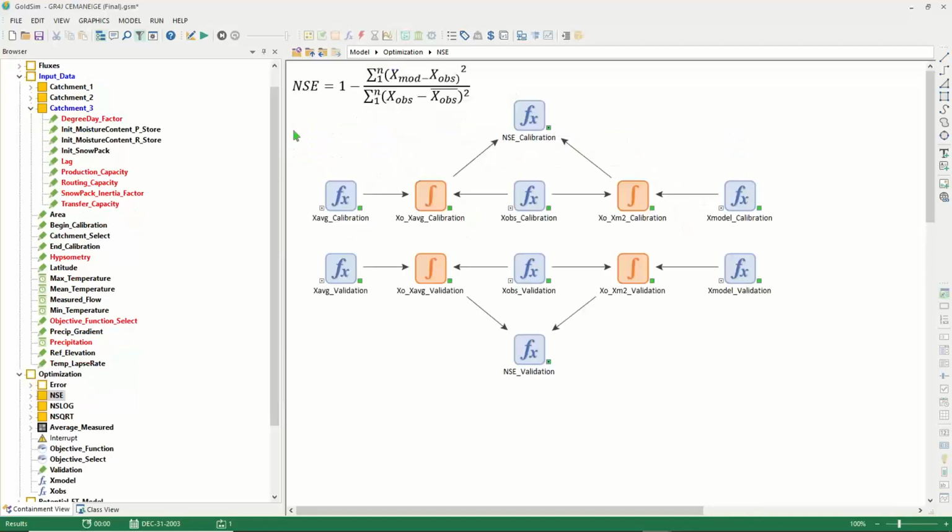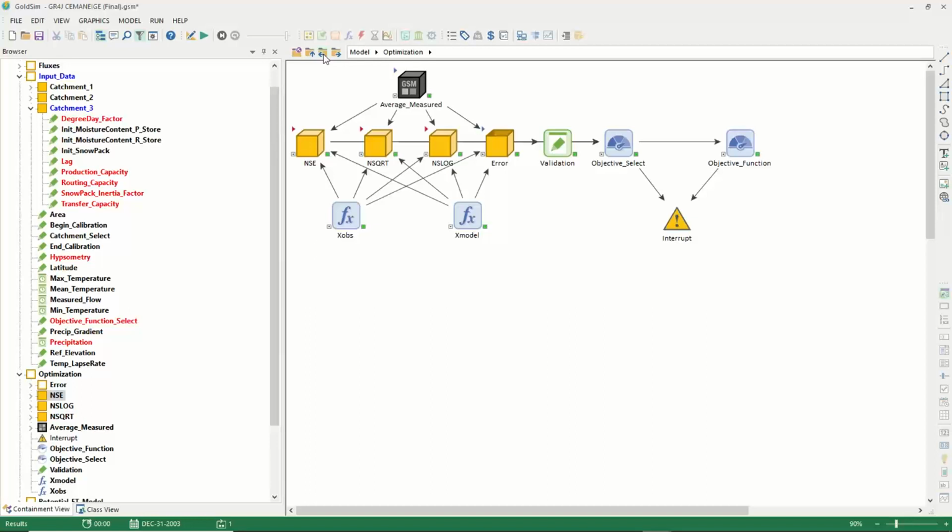The formula, if you're not familiar with the Nash-Sutcliffe efficiency coefficient, it uses the mean of measured flows. So you need to calculate that mean before the model even starts. So that's why I've included a submodel here, which is initiated right at the beginning of the simulation. You're running that submodel, and it calculates the average of measured flows, and then you can compute the Nash-Sutcliffe afterward.